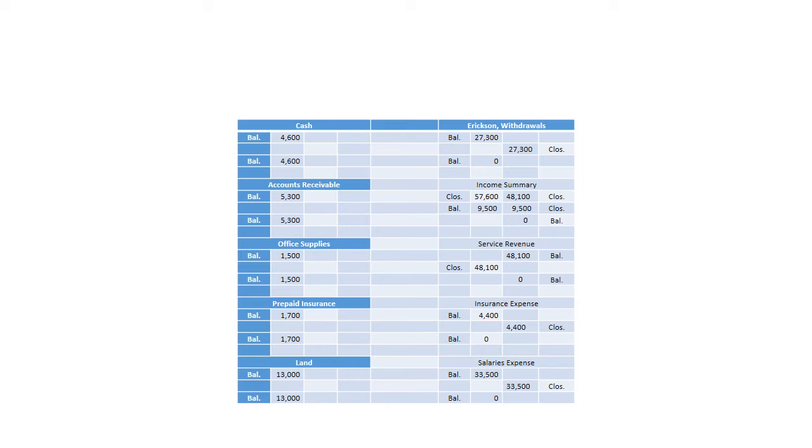Income summary is credited 48,100. That's the CLOS over in the credit side. Then each expense is credited. You could see where the original balance was a debit for our first 2 at least, and then the closing journal entry crediting it, and that's closing journal entry 2. You'll see the rest of those in a second.